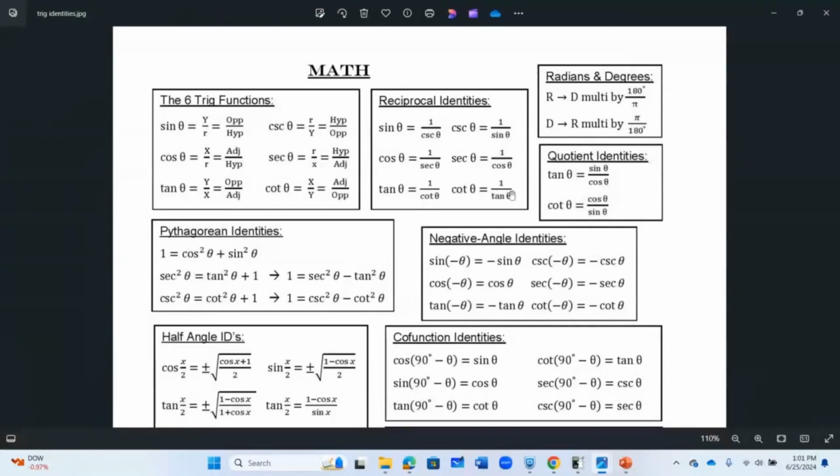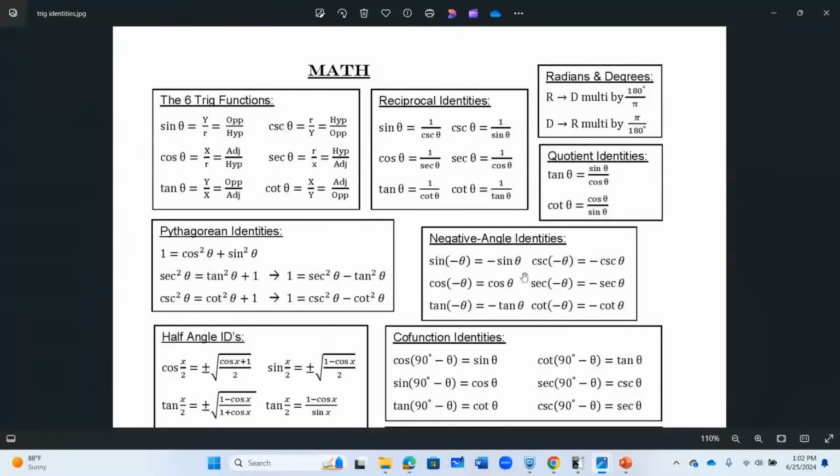Quotient identity. Well, we talked about it the other day. The tangent of theta is sine over cosine. We are going to prove it again today. Cotangent of theta is the reciprocal of tangent. Therefore, since tangent is sine over cosine, cotangent is cosine over sine. All right, so we have seen this, but we're going to make sure we know it, because we need it for the sum and difference formulas in the next unit, unit 2.